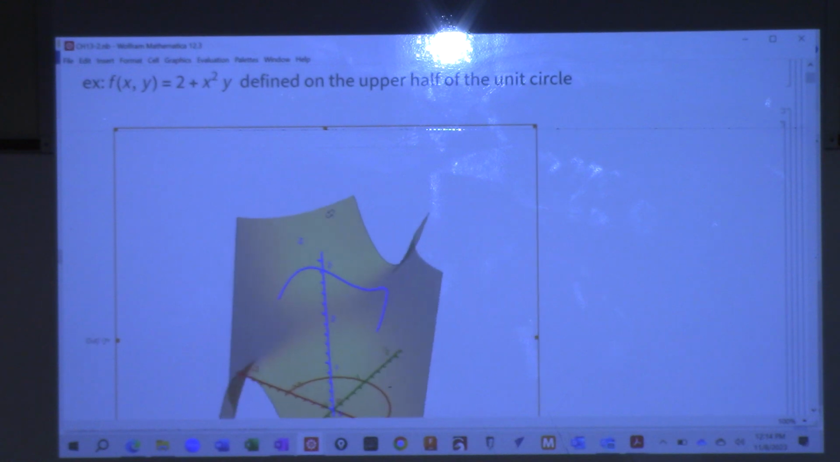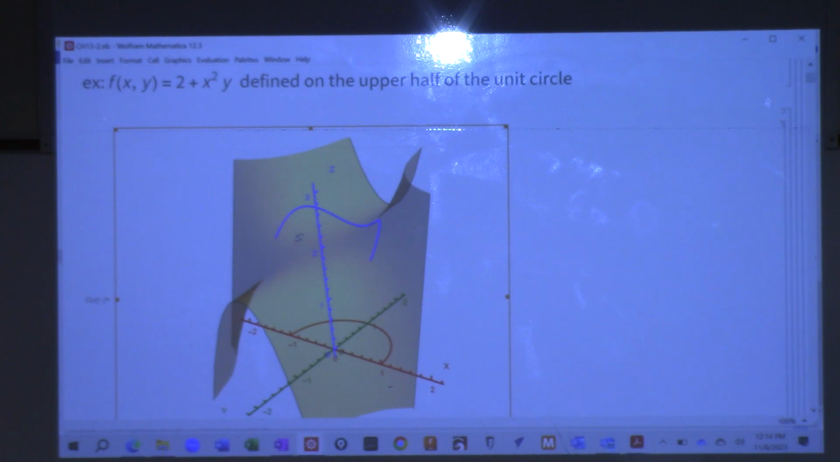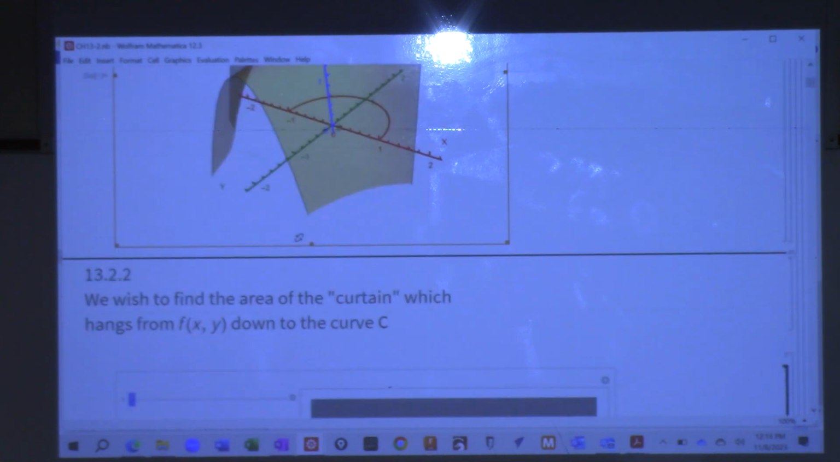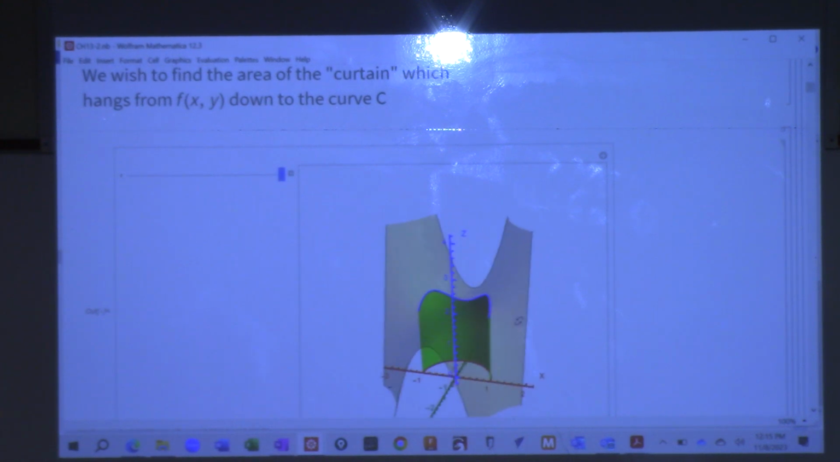So we've got a surface, and we are restricting that surface to a curve. And now the question is this: what would this be if we took a curtain and dropped it down from that curve to the ground? What's the area of that curtain?